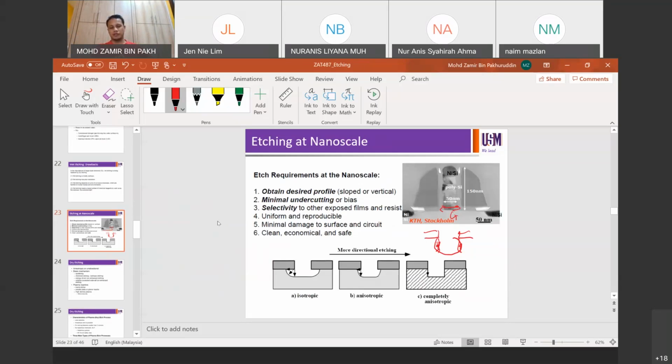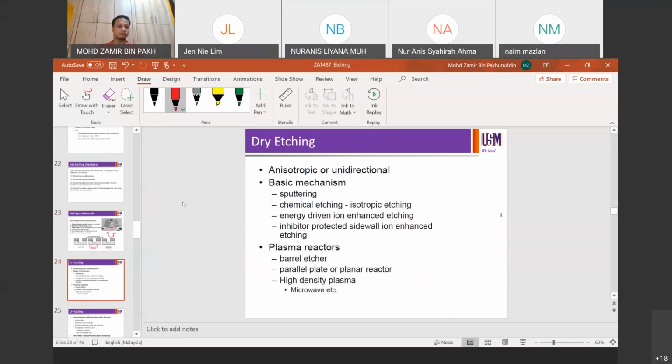If you look at this illustration at the bottom here, the first one is isotropic, the second one is anisotropic, but anisotropy is not equal to 1, so you still have a little bit of undercut, but mostly vertical. But this one is completely anisotropic. This one is partially, if you talk about 0 to 1, it's probably 0.6 or 0.7. Okay, so wet etch done.